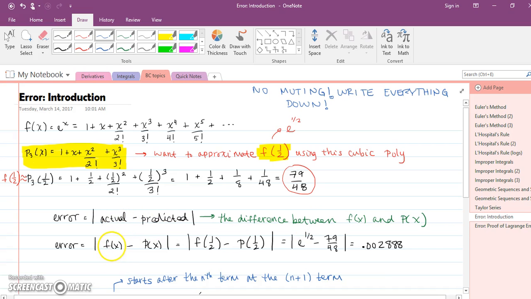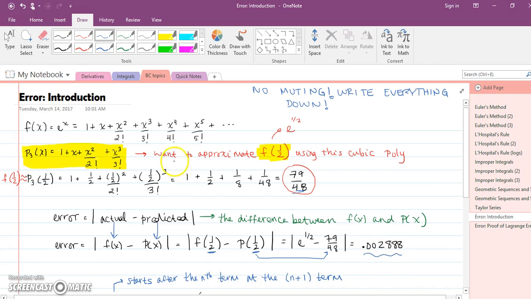So I'm going to write that out here. So f of x minus p of x. F of x is actual. P of x is your predicted polynomial value. In this case, we did it at 1/2. So I'm plugging in 1/2. F of x, which is f of 1/2, is e to the 1/2. P of 1/2 was what I found above here. And in this case, I can find what the error actually is. This is the true error, 0.002888.